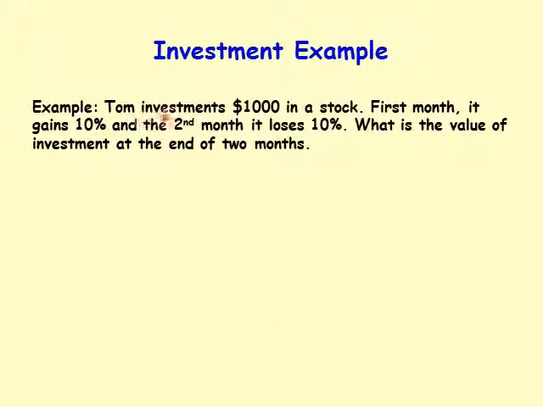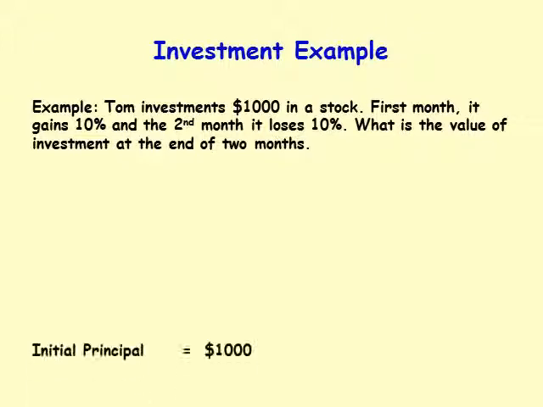Give me an example. Here's an example. Tom invests $1,000 in a stock. First month it gains 10%, and in the second month it loses 10%. What is the value of the investment at the end of 2 months? So here's an example where we make a positive return in the first month and a negative return in the second month.